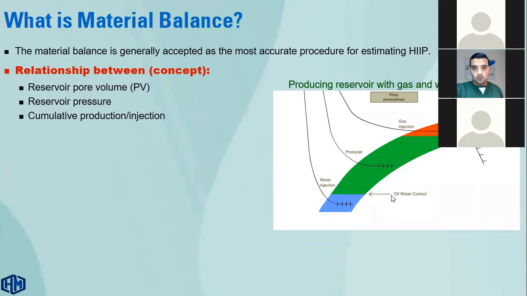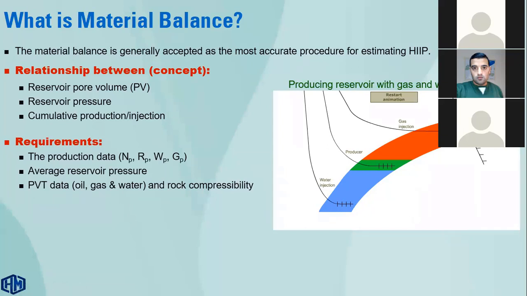Material balance is typically a relationship between reservoir pressure, reservoir pore volume, and cumulative production. So as you can see, if we have this reservoir with this initial condition, with production we have oil produced versus time, and we may have gas injection, water injection, or water influx from an aquifer, and so on.